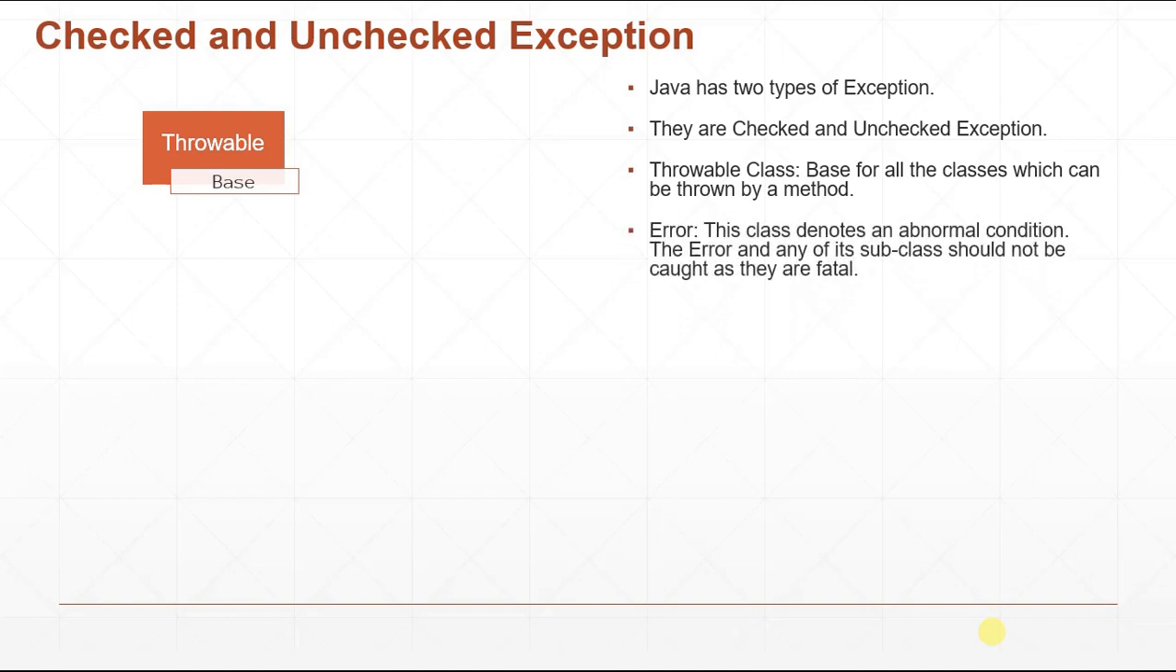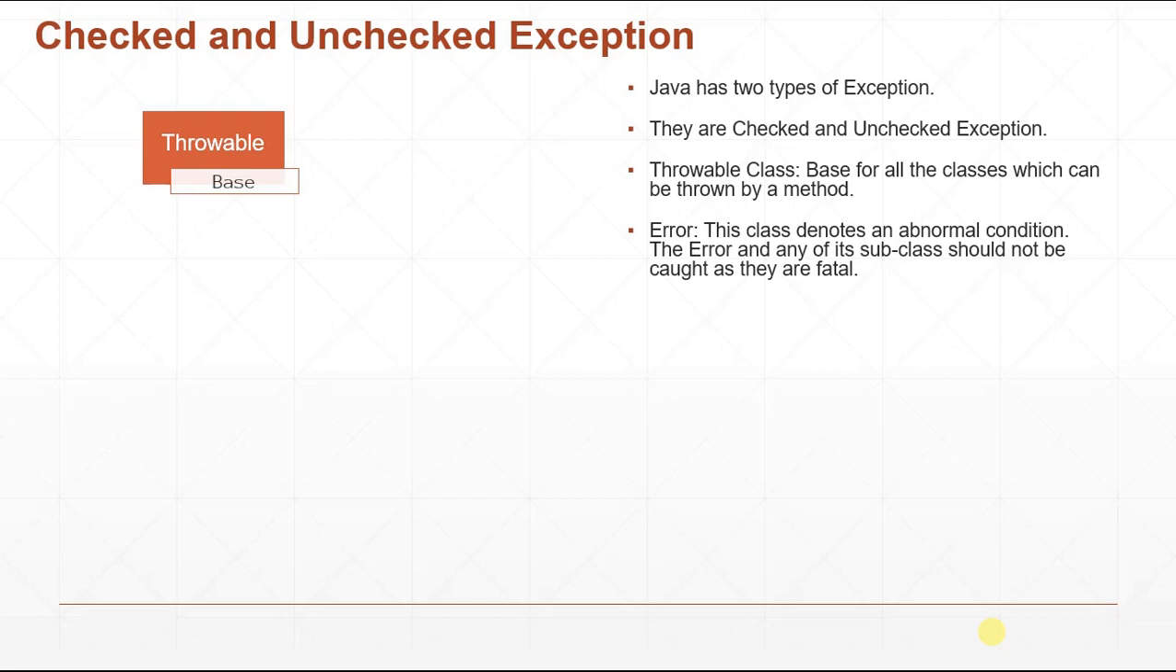Error, so there is a class called error, and this class is used to denote the abnormal program condition. That means it is fatal to the application. So it is fatal to the application. That means we cannot recover from it.